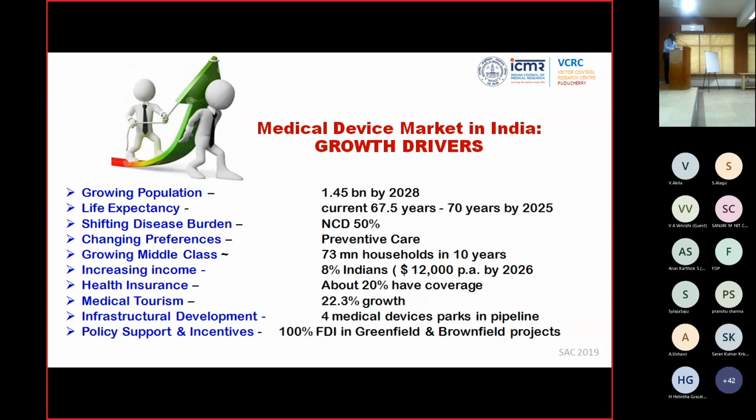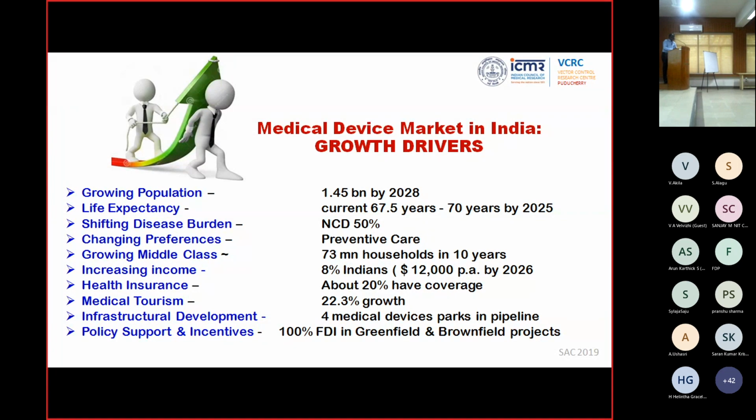So what are the driving forces, especially in India? One of the major factors is the population size. So there is a need, a huge need. Next is the life expectancy. Currently the life expectancy is around 67 years, but it is likely to rise to 70 years in a short period of time. And we all know that diabetes, hypertension, these non-communicable diseases are coming up now, rather than infectious diseases.